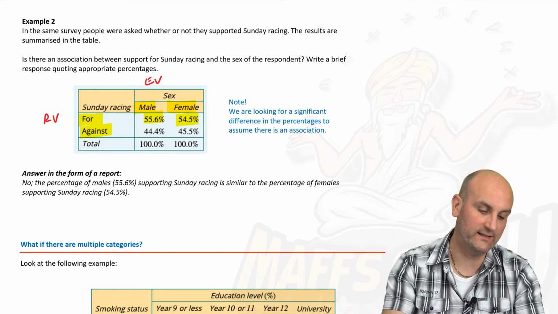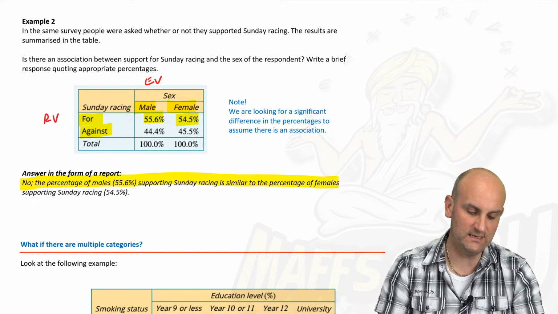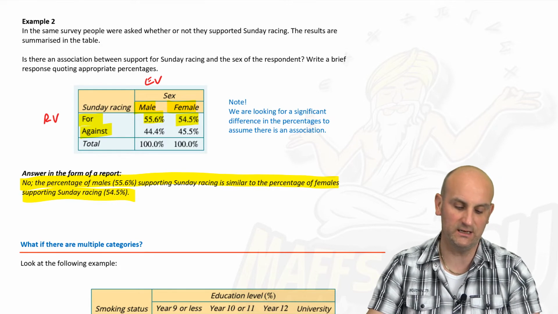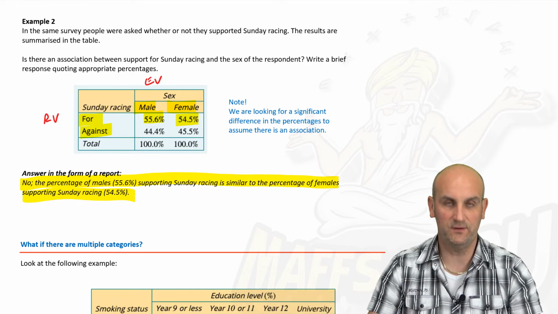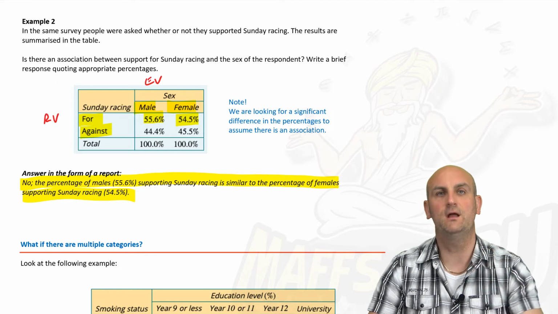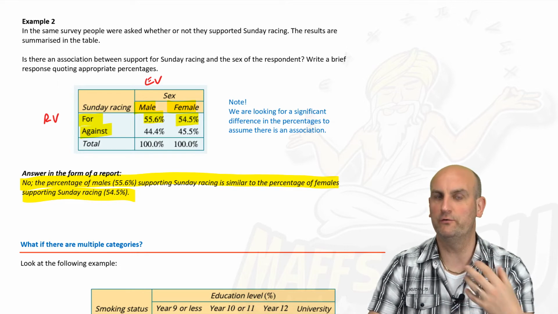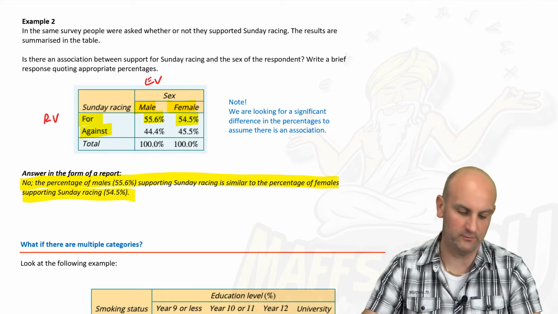So once again, we can take that information and say, no, the percentage of males supporting Sunday racing is similar to the percentage of females. Again, notice the words similar, bigger, smaller. We're using all of these to reference our results.